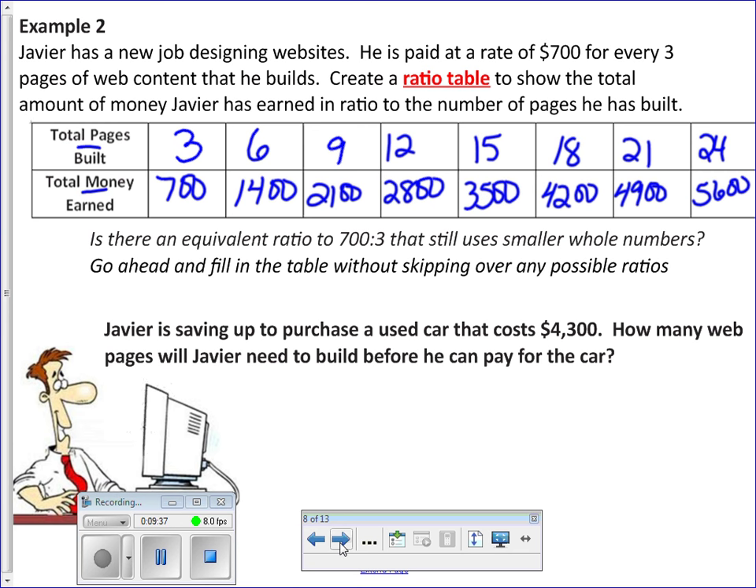Right now, see, there's a reason he's working so hard. And there's a reason why my son just applied for his first job, because he's saving for a car. So the car that he wants is $4,300.